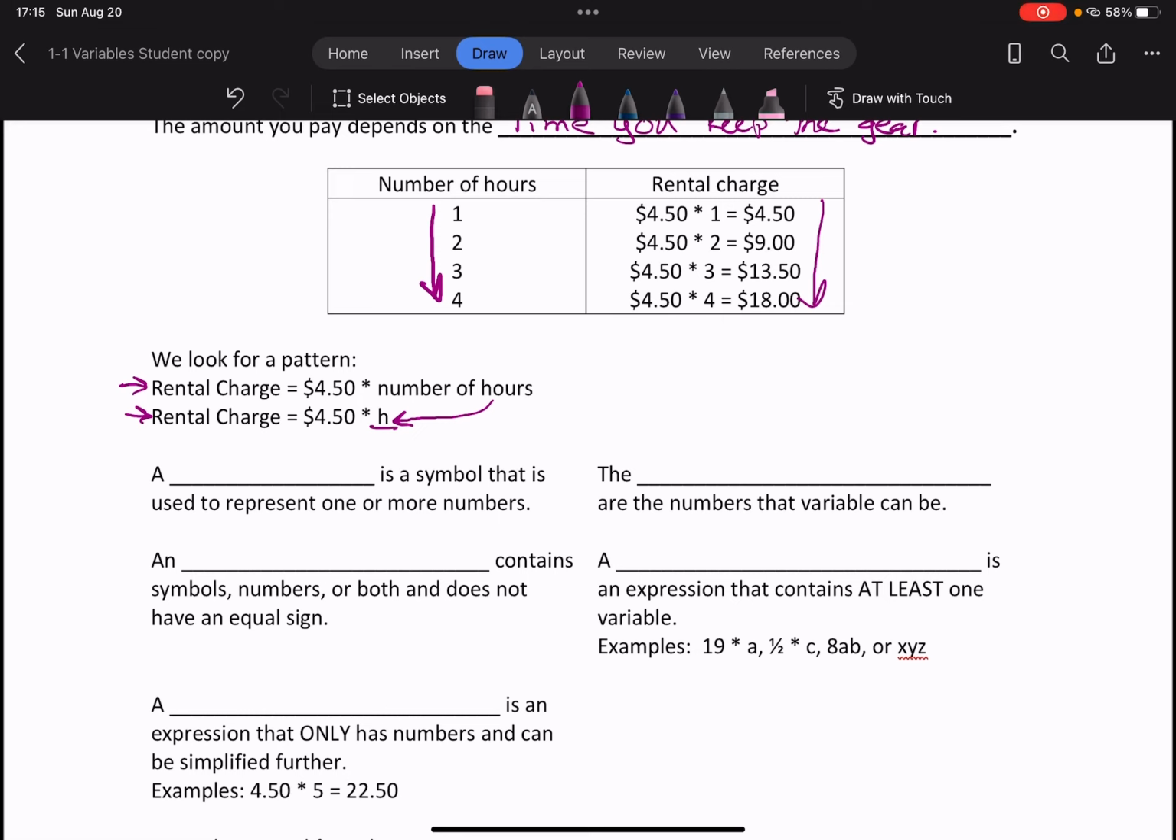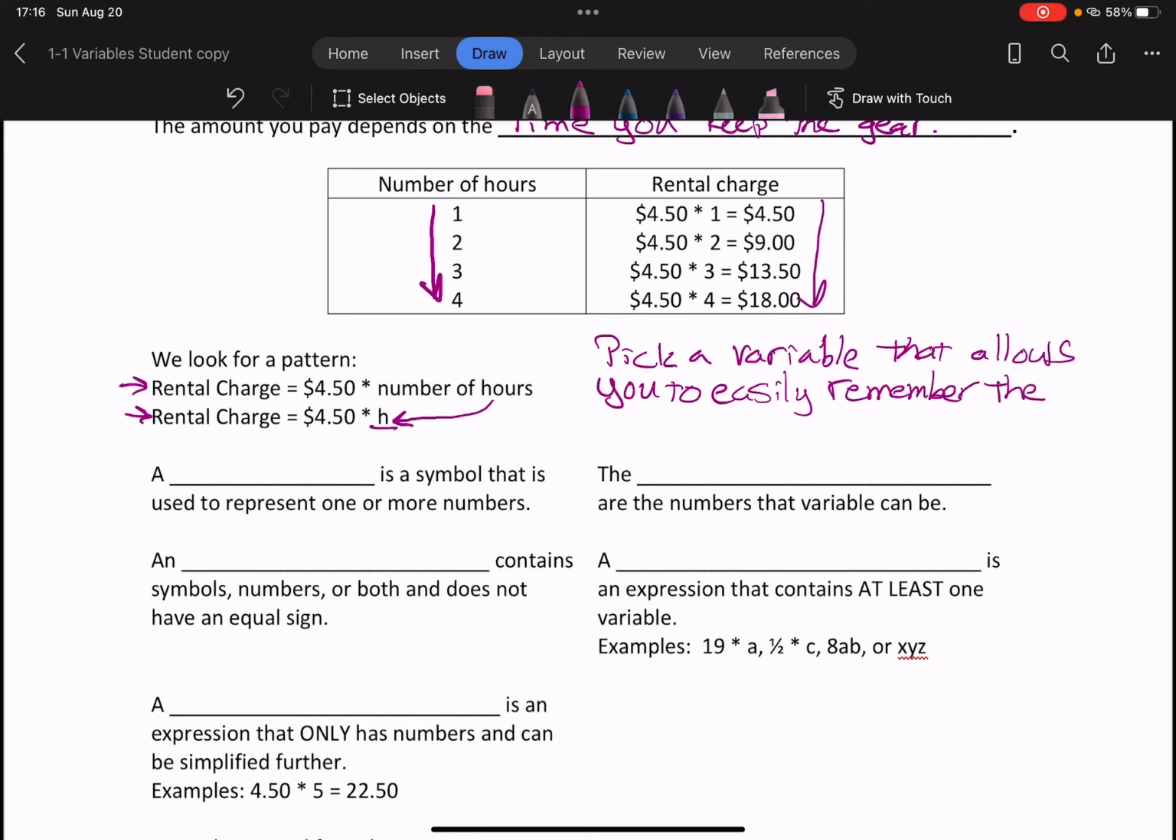And generally when I pick a variable, I pick a variable that allows you to easily remember the quantity, like what you're looking for.